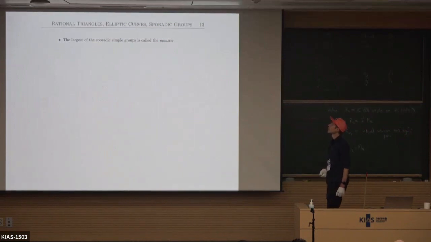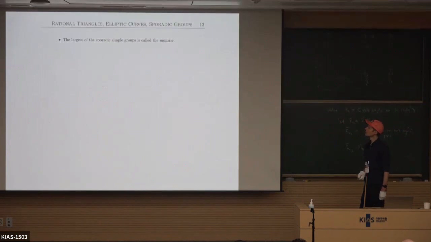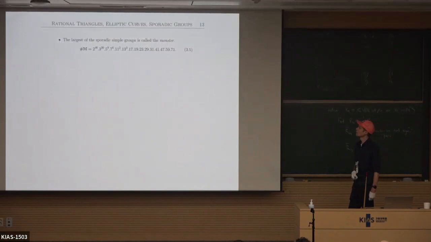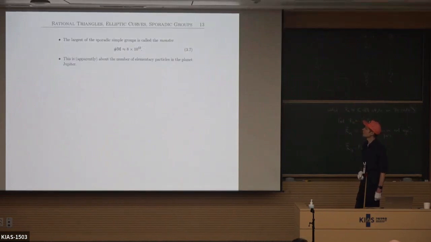At this point, a talk in Moonshine focuses on the largest of the sporadic simple groups. So this is the Monster. There is its order. There is its order written again. This group is very large.